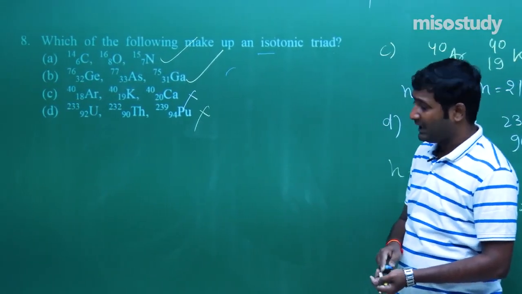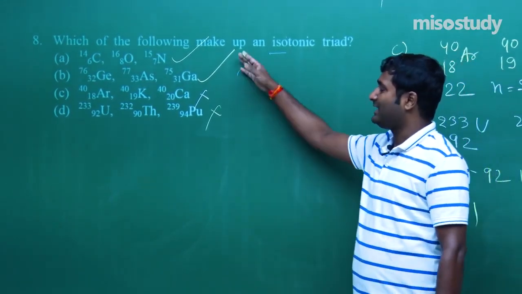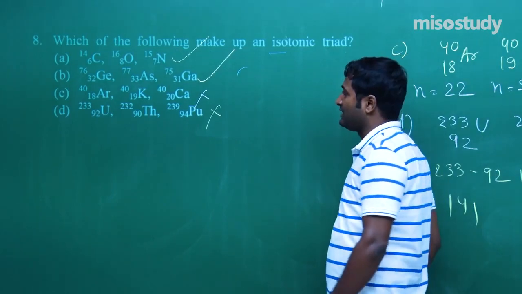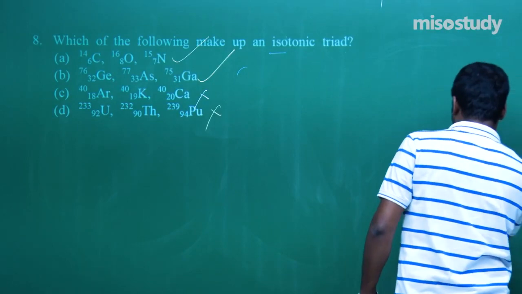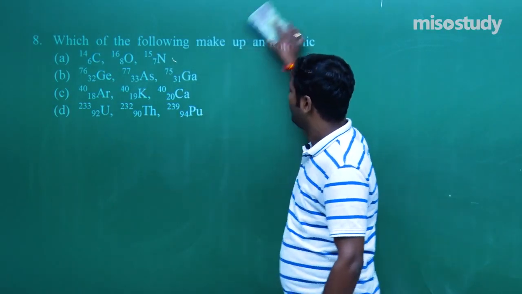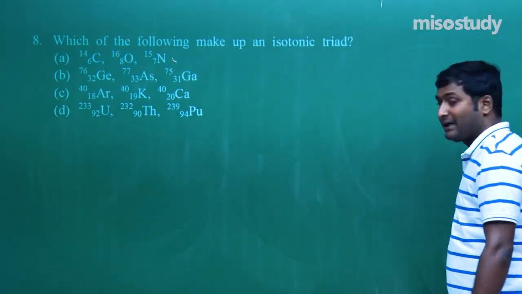So for question number 8, we can say that A and B are the correct options. This is a multiple choice question in the JEE Advanced examination. Now let's move to the next question.